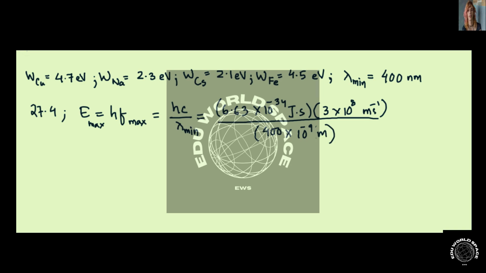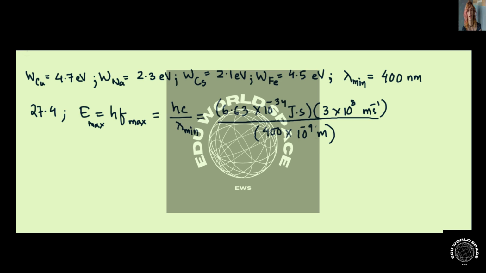Now you must be curious about why we are taking the minimum wavelength. This is because we have to find which of these metals will not emit electrons, so we have to make sure that this energy is maximum in order to compare it with the work function. And the photon of visible light with maximum energy has the least wavelength. So we are taking the least wavelength here.